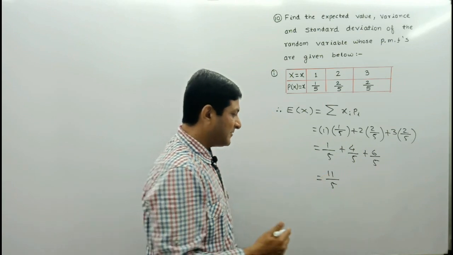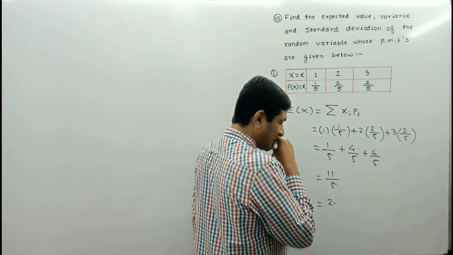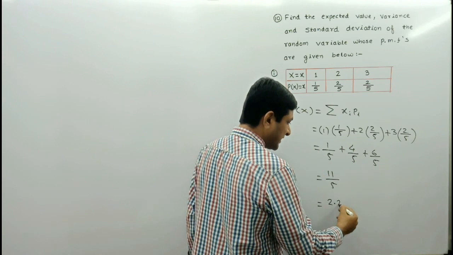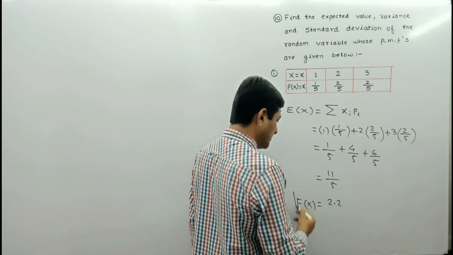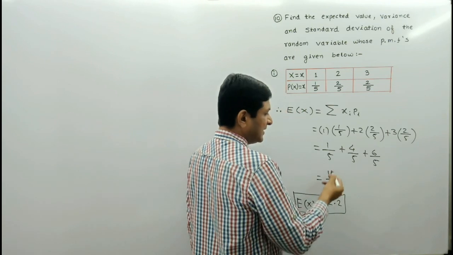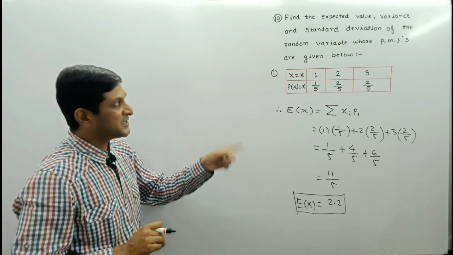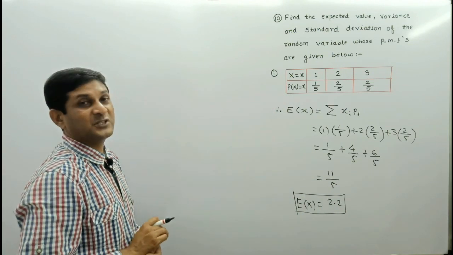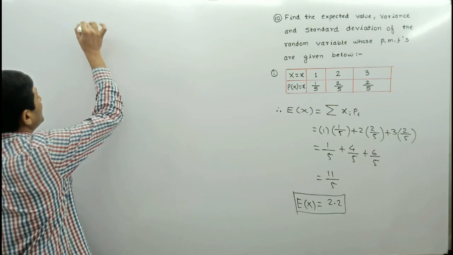So 11 by 5, can I write it as 2.2? Check it, its decimal representation is 2.2. Yes, so here 11 upon 5 will be equal to 2.2. Once the value of E of x is known to us, what is the second required value? Variance. To find the variance, we will require the value of E of x square.